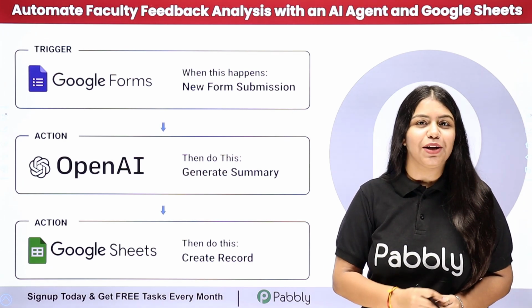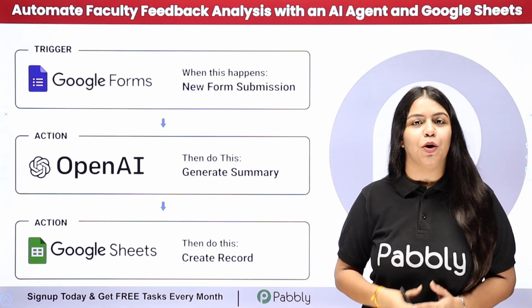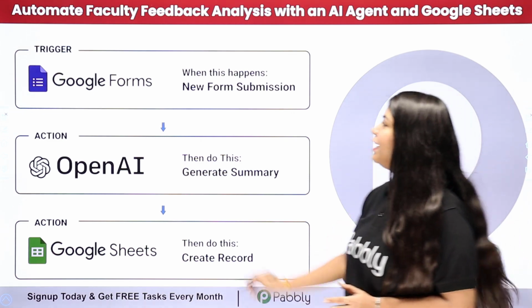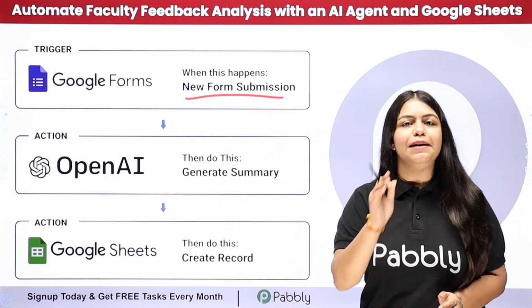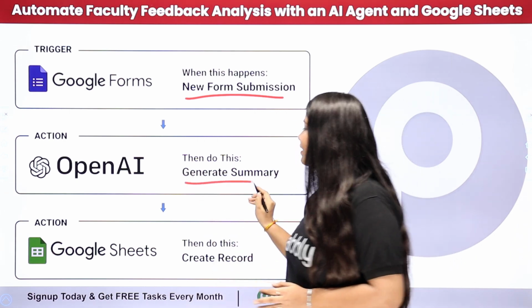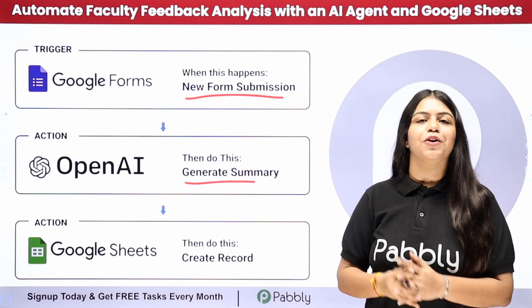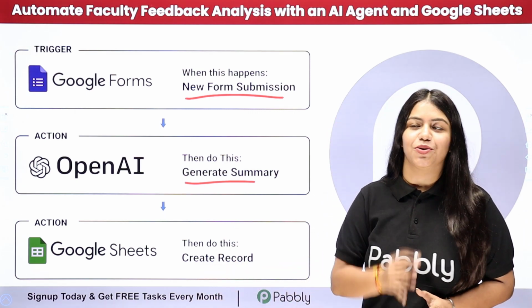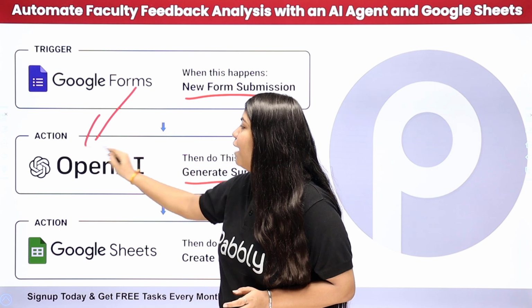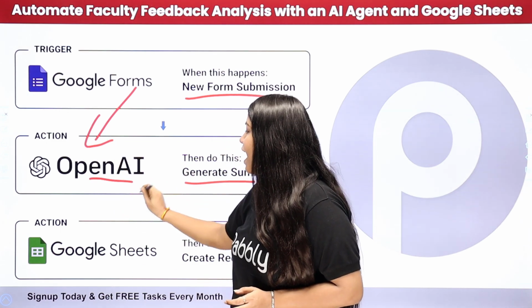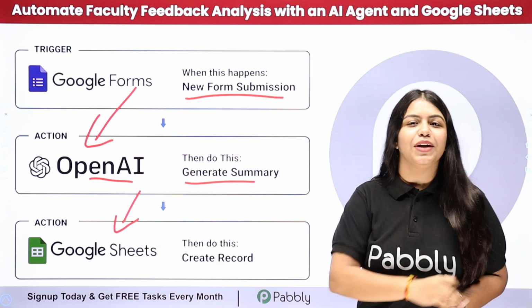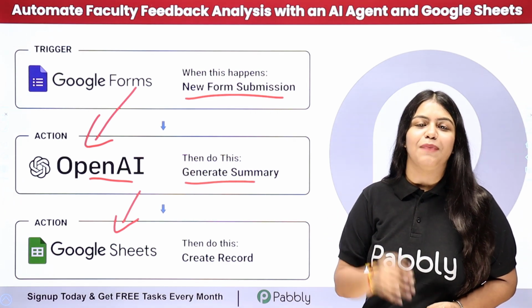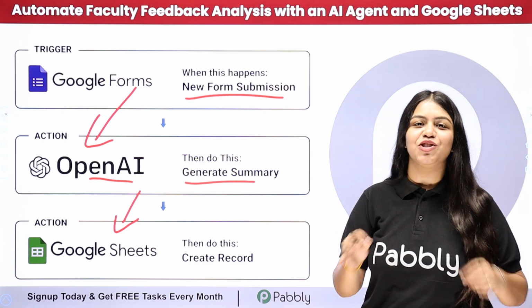So for that I've simply created this amazing automation where what is going to happen is that as soon as my students submit the feedback with the help of Google Form, automatically my AI agent is going to generate the summary of the feedback, and further we are going to add that summary into our Google Sheets. So to do this, we are simply going to create a connection between Google Forms, my AI agent, which is OpenAI, and then Google Sheets. And to create this connection without knowing any programming or coding language, we are going to use Pabbly Connect. It is an amazing automation software.